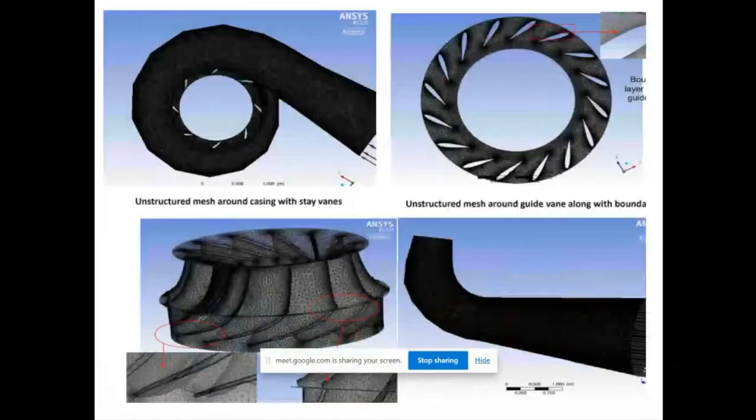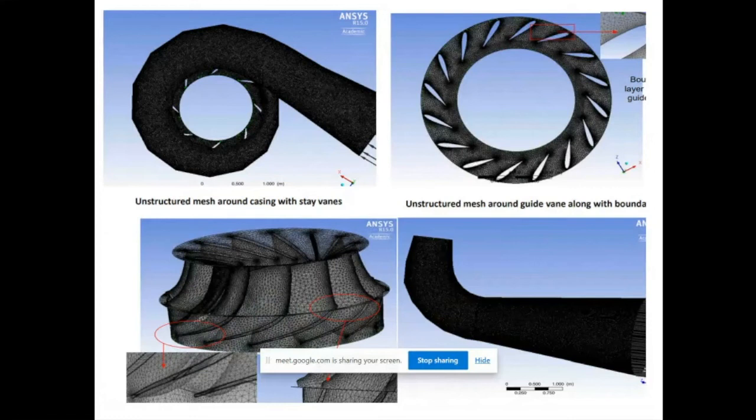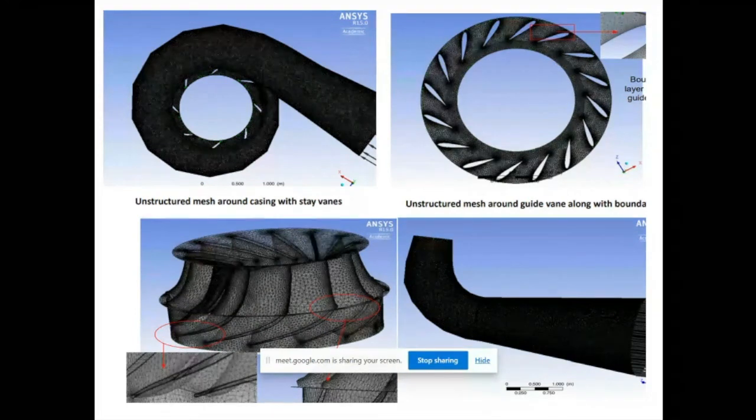Now, this way you can see how we decompose the different domains: casing, guide vanes, then runner and draft tube. So you can see the kind of mesh count we have here. Generally in hydro turbines, we make a mesh in the order of crores, 10 million, 15 million, 20 million, like that.